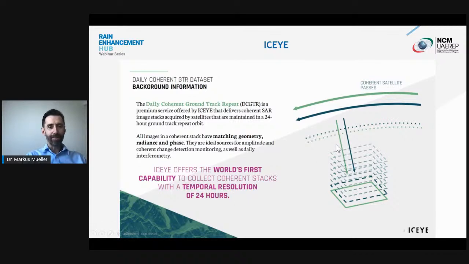That's a mouthful. It stands for Daily Coherent Ground Track Repeat. What this is about is they not only offer that you can get a daily revisit, where you order images and you can get an image for every day. For this specific product, they even guarantee that it's coherent. Coherent SAR imagery allows these advanced applications that make SAR so attractive.